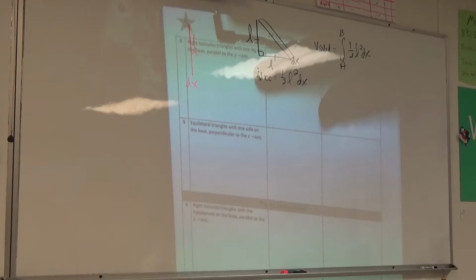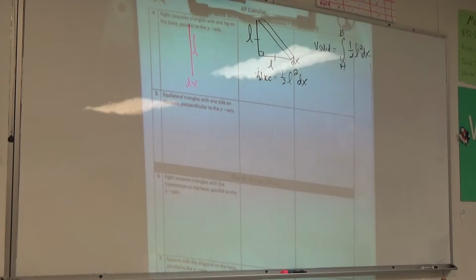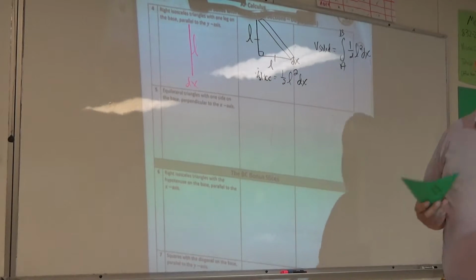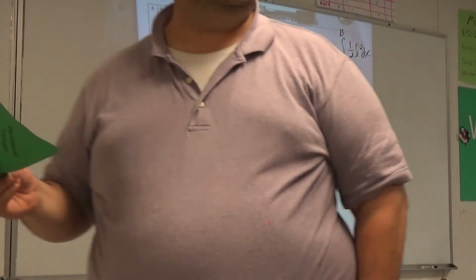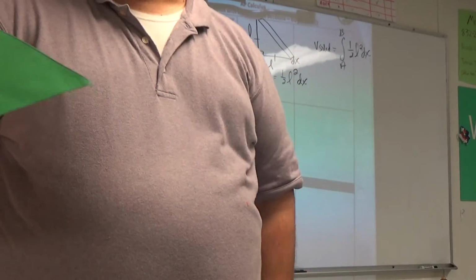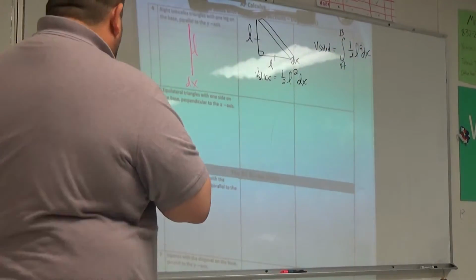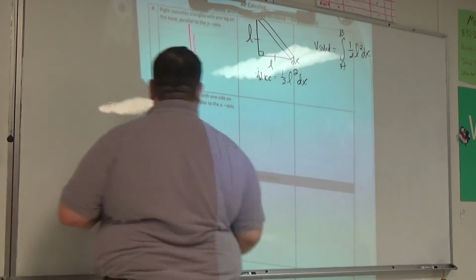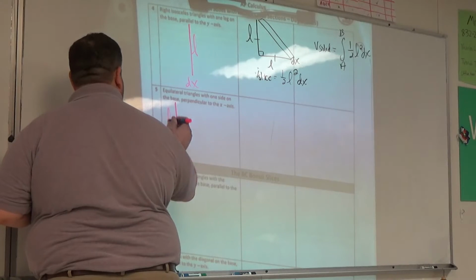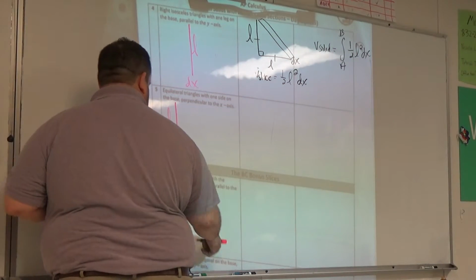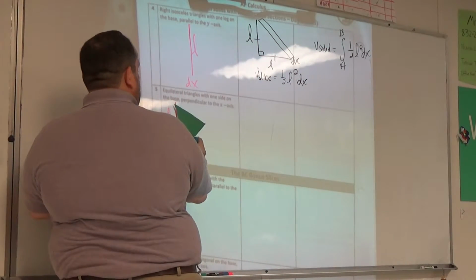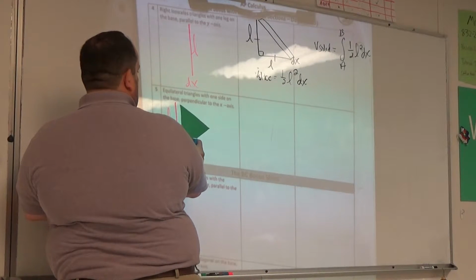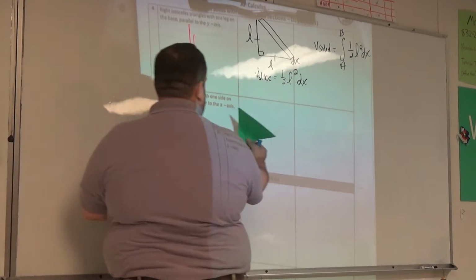Okay. All right, equilateral triangle. Equilateral triangle, one side on the base, perpendicular to the x-axis. If I'm perpendicular to the x-axis, dx or dy? dx. dx, good. All right, and what I saw on pretty much every paper was, here's my slice. I know it's going to be L. I know it's going to be dx. Here's my equilateral triangle with one side on the base.